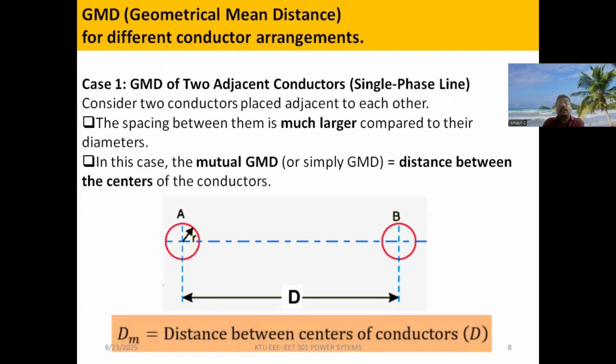First, we will consider the case of the GMD of two adjacent conductors in a single phase line. Consider two conductors placed adjacent to each other. In this case, the mutual GMD, or simply GMD, is the distance between the centers of the conductors. Here there is only one distance, hence the GMD is the same as the distance between those conductors.